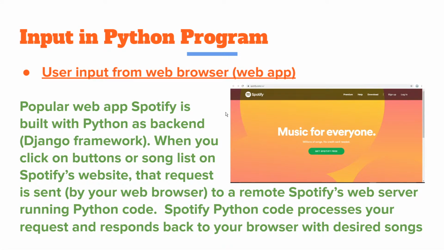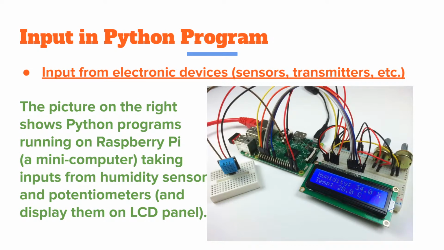Alright, so we are now moving on to our final type of input. And this is going to be electronic devices. Electronic devices can be anything from sensors to transmitters, any kind of electronic device. And so this picture on the right shows a picture of Python programs running on a Raspberry Pi. So this is going to be this over here.